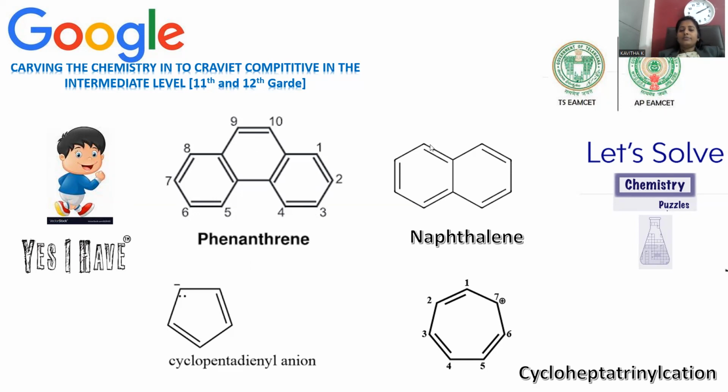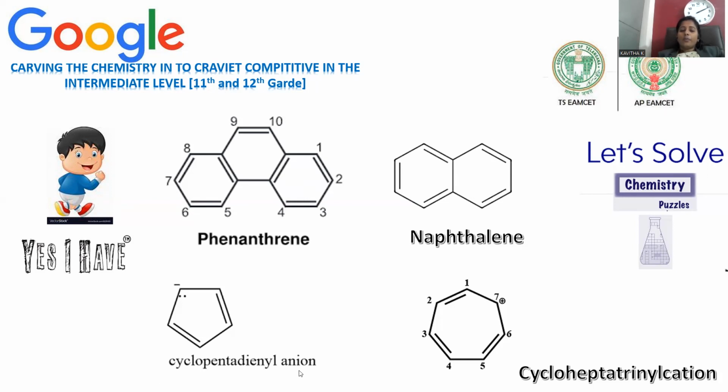Now naphthalene. 1, 2, 3, 4, 5. Pi bonds are only 5. How many ring systems are there? 1 ring, second ring. So it is a biannular ring system. And 1, 2, 3, 4, 5. 5 pi bonds multiplied by 2, 10 pi electrons are there. 14 pi electrons in phenanthrene, 10 pi electrons in naphthalene.